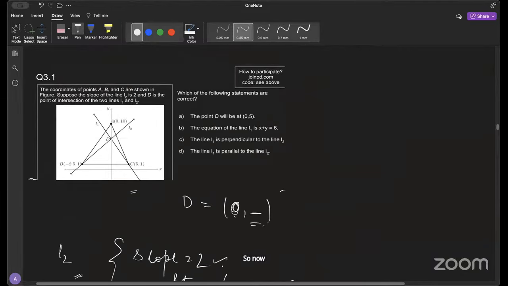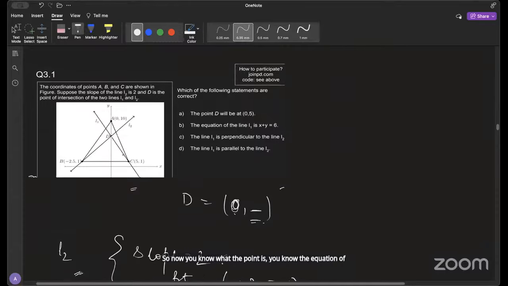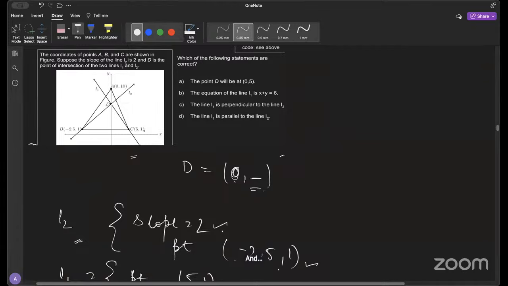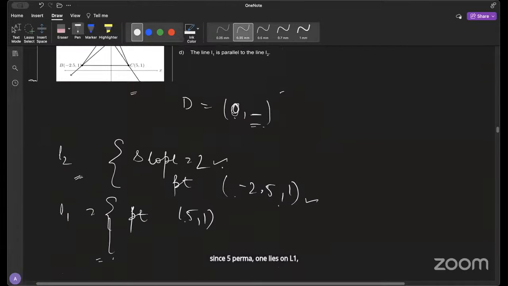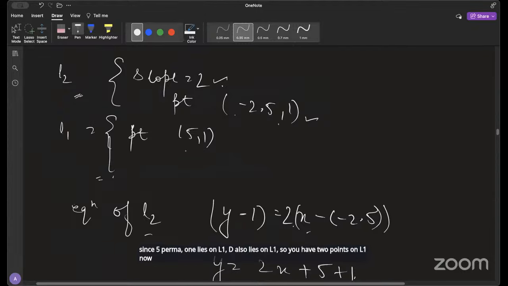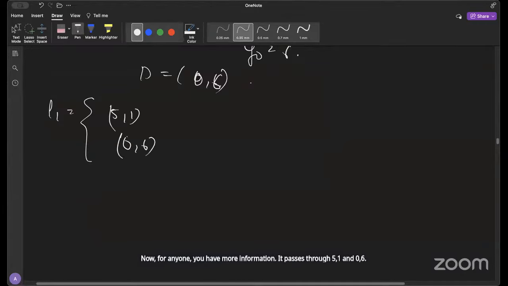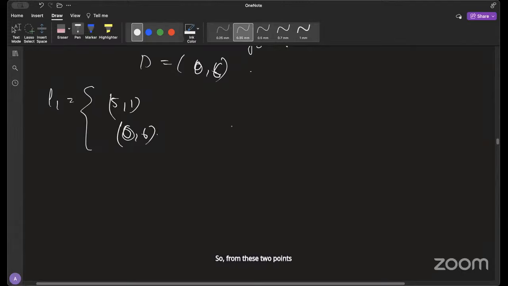So now you know what the point is, and you know the equation of L2. Since 5 comma 1 lies on L1, and D also lies on L1, you have 2 points on L1 now. Initially, you just had 1 point. Now for L1, you have more information. It passes through 5 comma 1 and 0 comma 6. So from these 2 points, you can find the slope. For L1, slope is going to be 6 minus 1, which is 5, over 0 minus 5. So it's going to be minus 1.